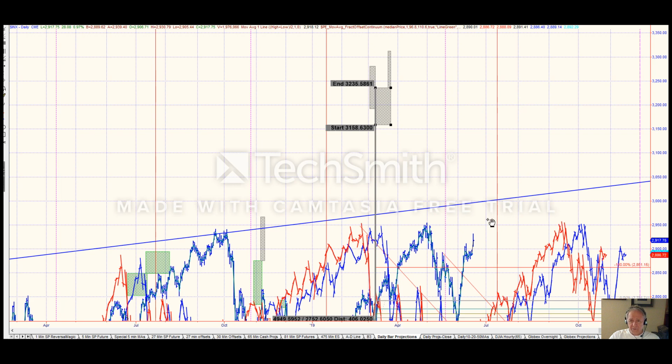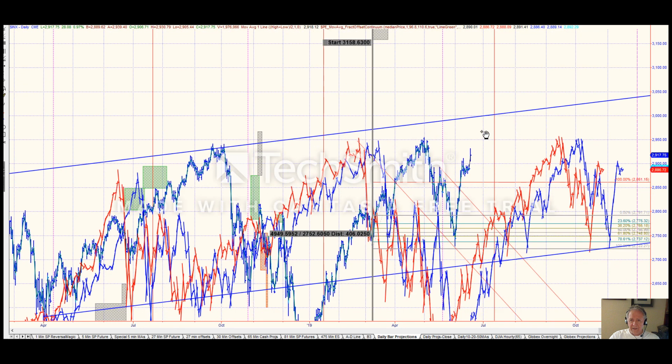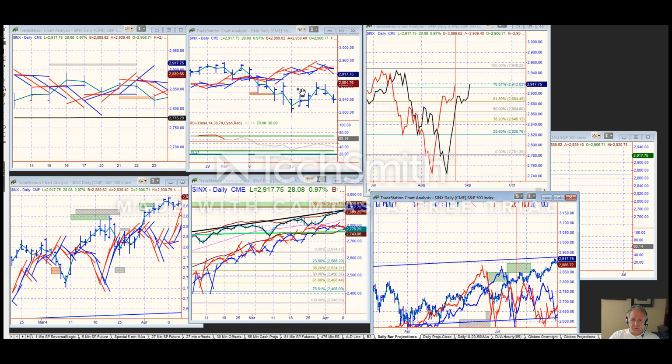And again, this projection will remain in effect until it is either met, that's way up here, or invalidated by moving back below these lines. That's where we stand by the market close on June 18th.